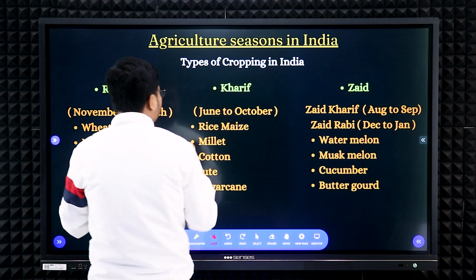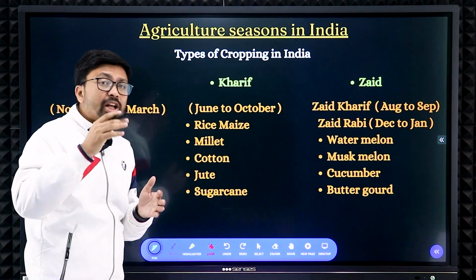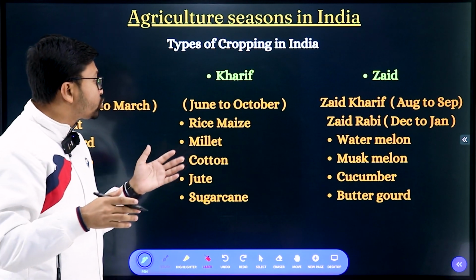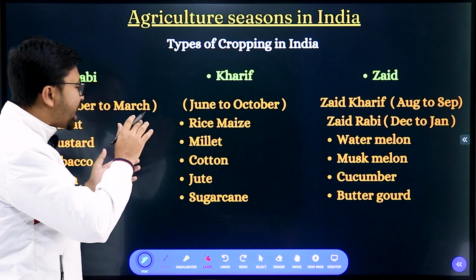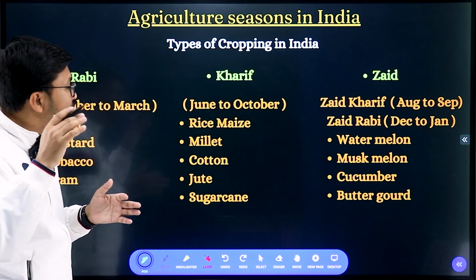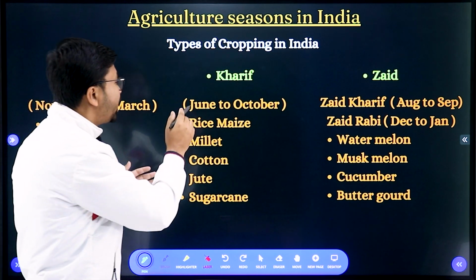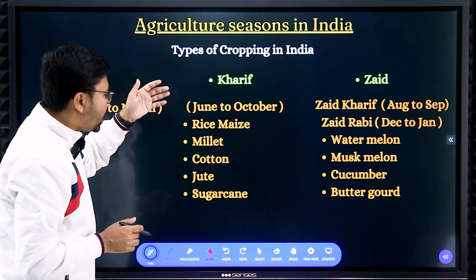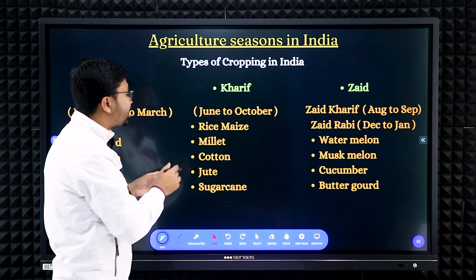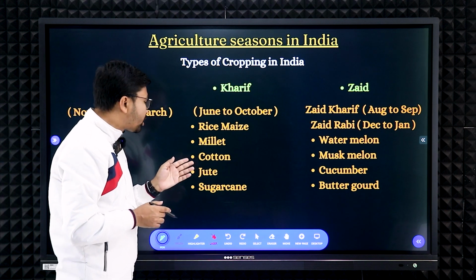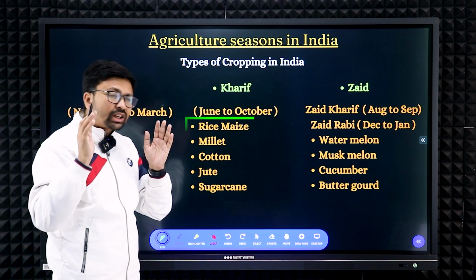And next Kharif crops, which depend much more on the southwest monsoon, right? So they require more water and depend on the southwest monsoon rainy season. So the sowing time and harvesting time will be between June to October. And the types of crops that you will get here are rice, maize, millet, cotton, jute, sugarcane, those are the crops.